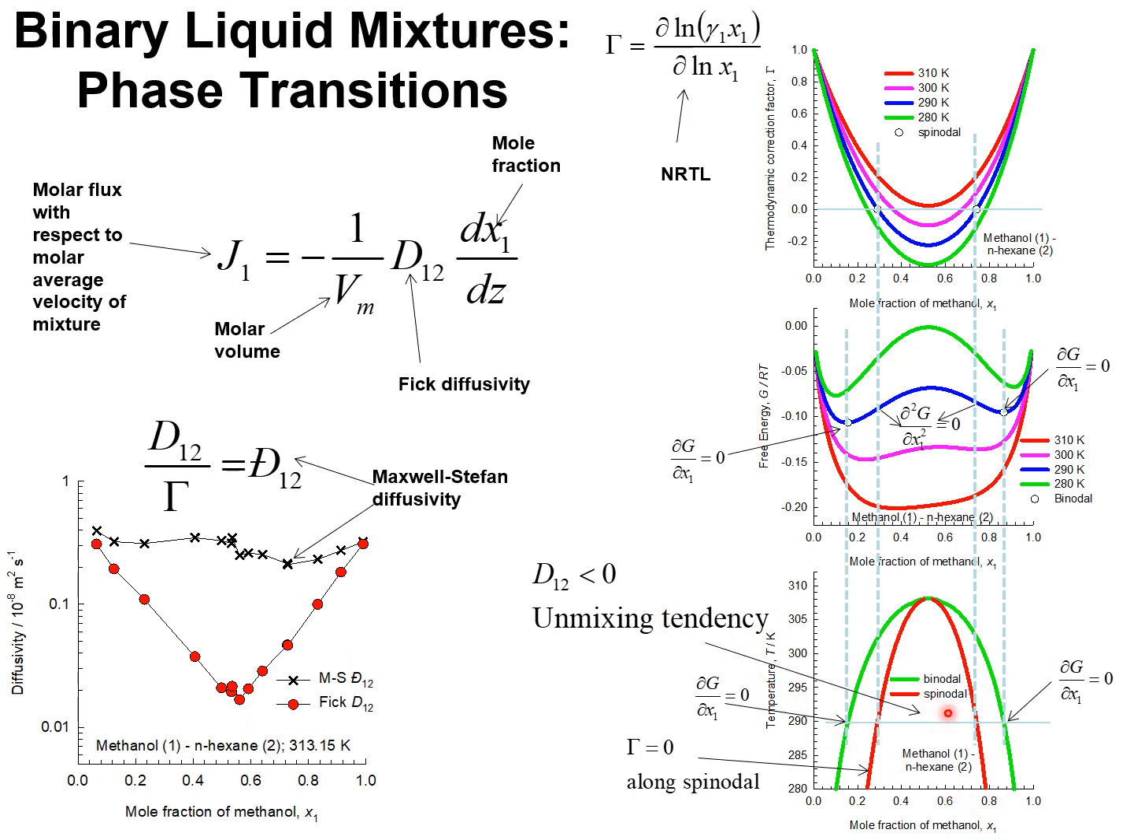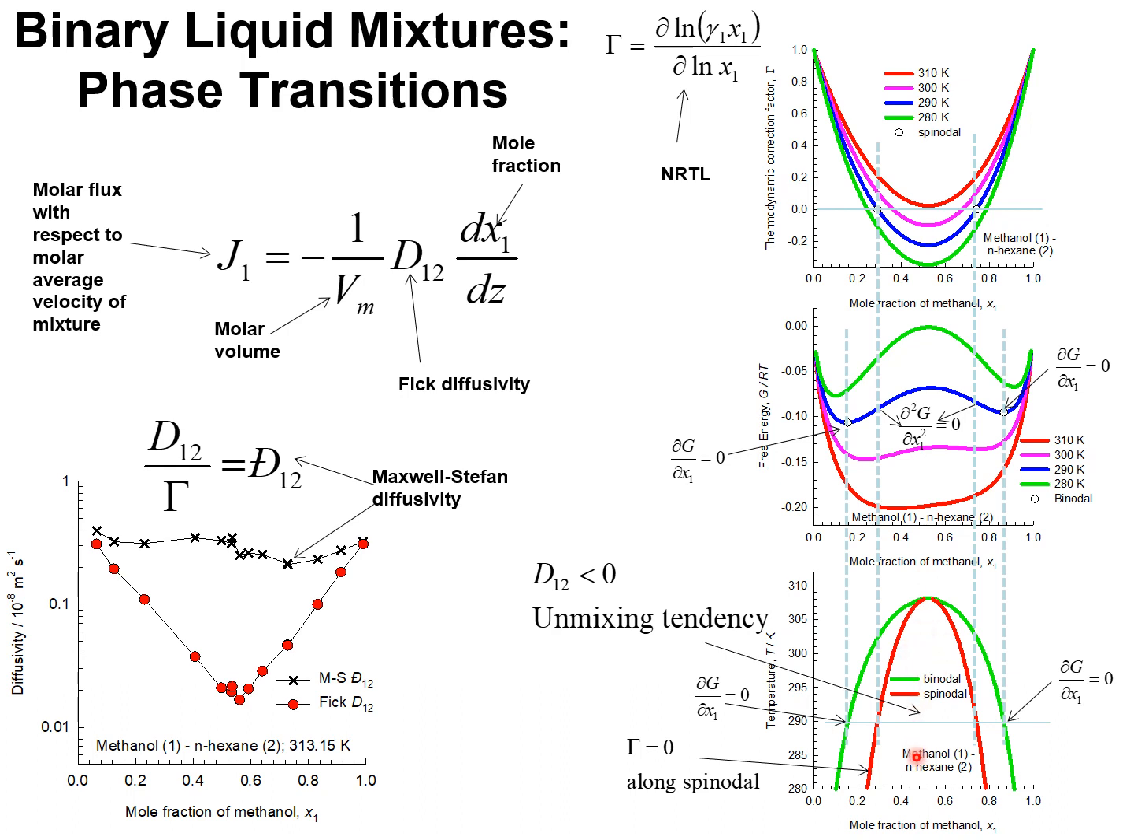A different way of expressing the phase splitting phenomena is to say that the Fick diffusivity is negative in this region. Now, the sharp decrease in the Fick diffusivity is due to the fact that at this temperature, 313, we are very close to the two-phase region.